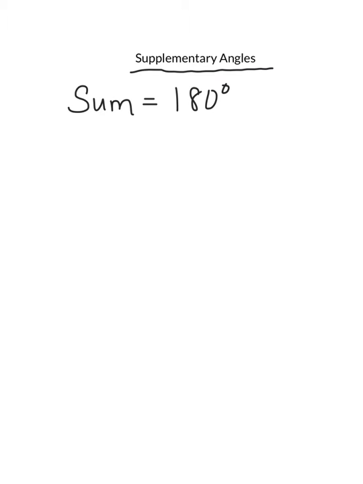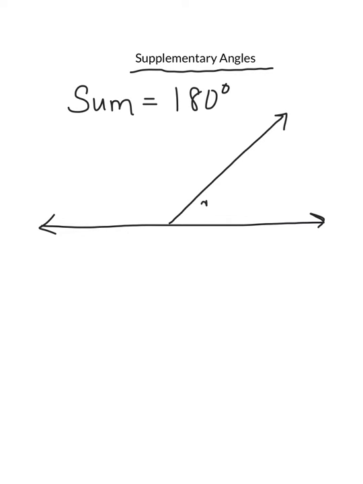Now let's look at supplementary angles. Supplementary angles have a sum of 180 degrees. Supplementary angles lie on a straight line. A straight line is 180 degrees. So if I take a straight line and I draw this ray here, you should now see two angles. You should see one acute angle, angle C, and one obtuse angle, angle D. Those two angles have to add up to 180 degrees.